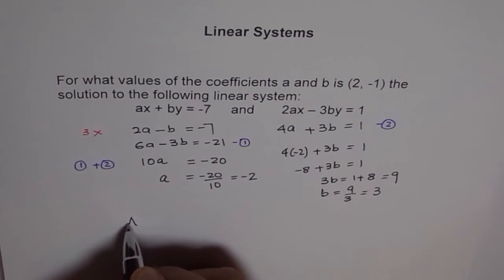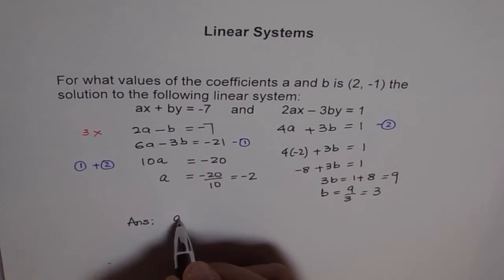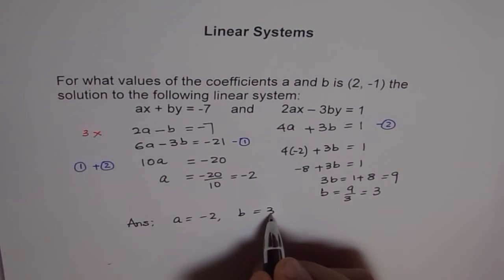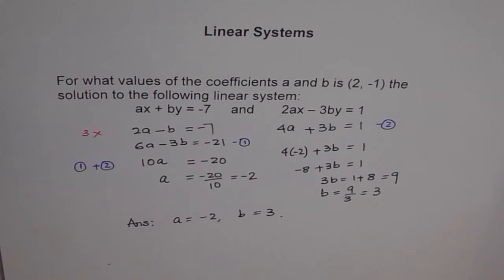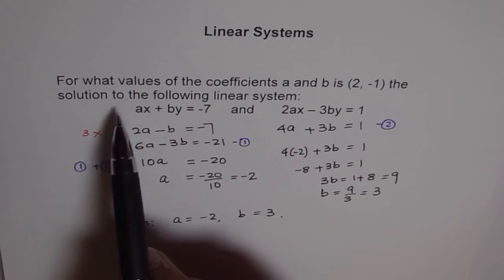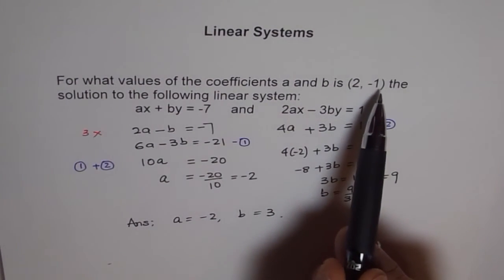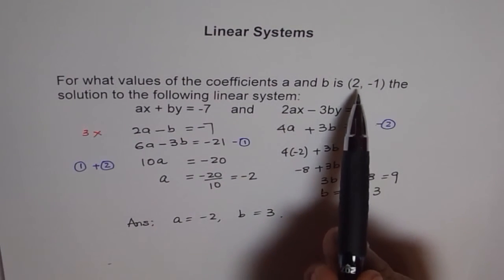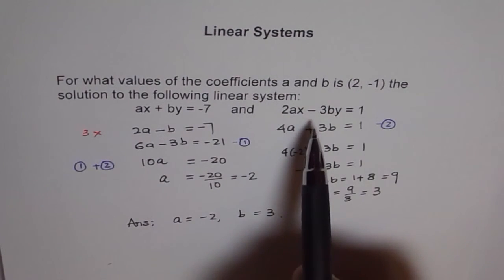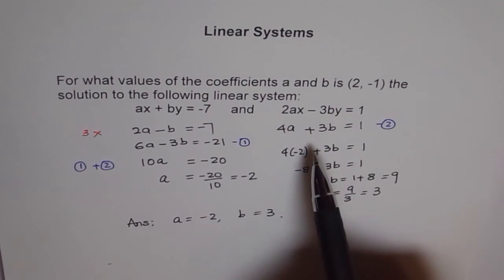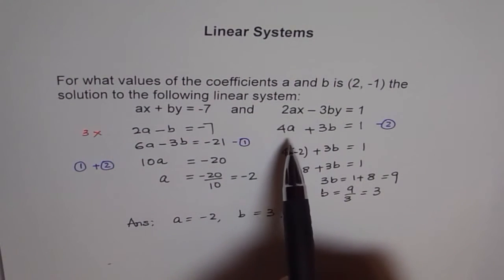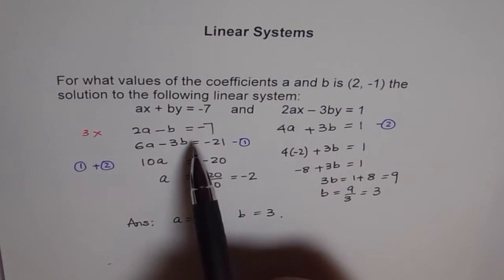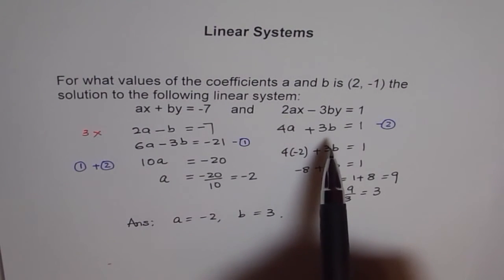Therefore, our solution is that a equals -2 and b equals 3. I hope you understand. So what we did was, since this is a solution, this point is common to both the equations. So we plugged in (2, -1), 2 for x and -1 for y, in our equations. And thereby we got two different equations with a and b as variables, correct? So we have a linear system, two equations with two variables.